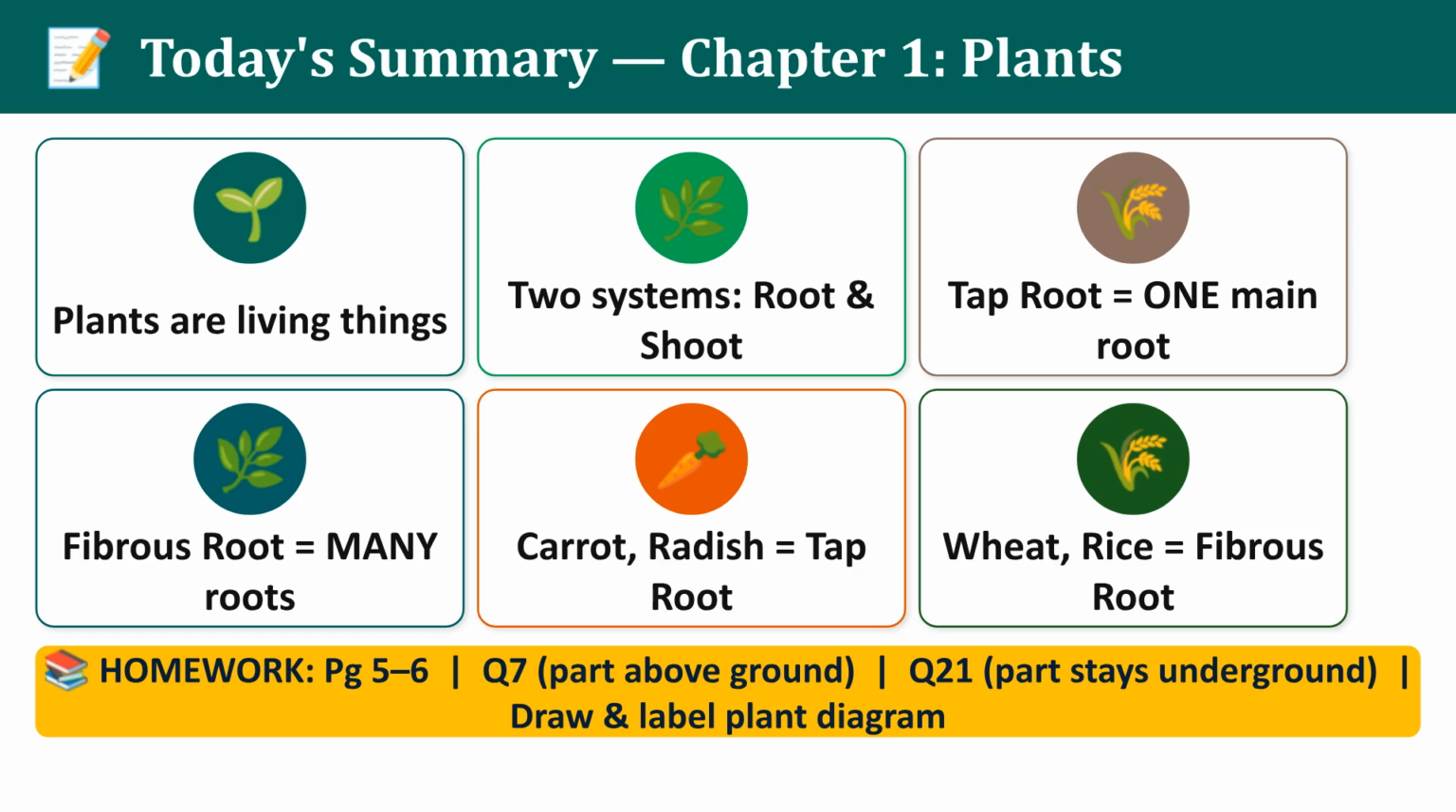Let's revise everything we learned today. Plants are living things. Plants have 2 systems. The root system and the shoot system. Taproots have one main root. Fibrous roots have many equal roots. Carrot and radish have taproots. Wheat and rice have fibrous roots. These are the most important points to remember. Don't forget today's homework. Draw a neat plant diagram and label all the parts.